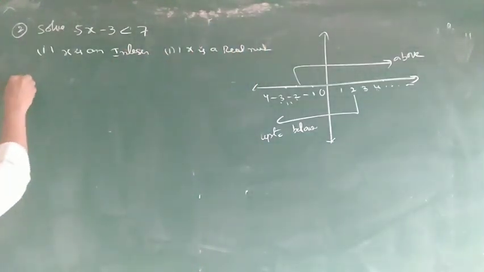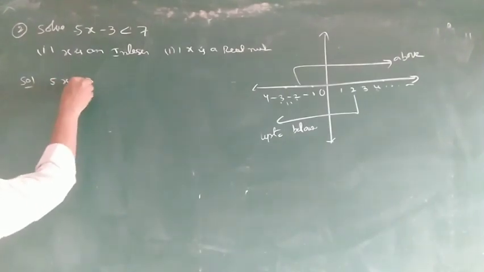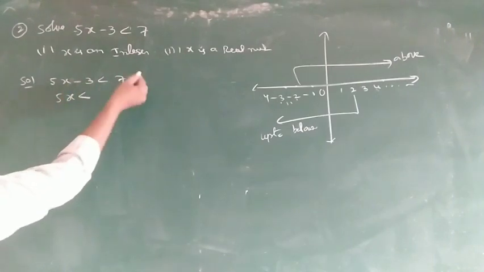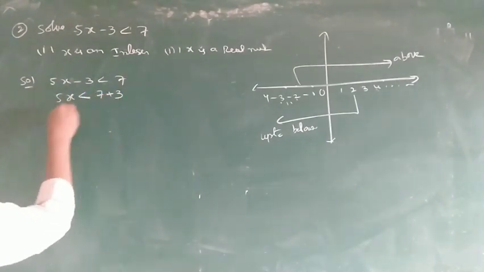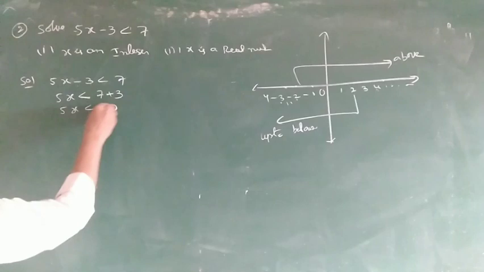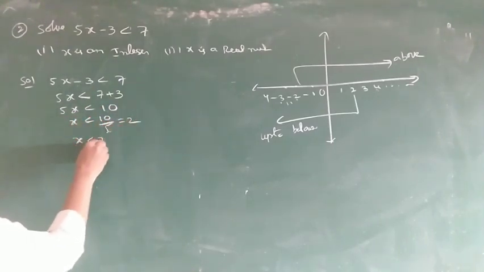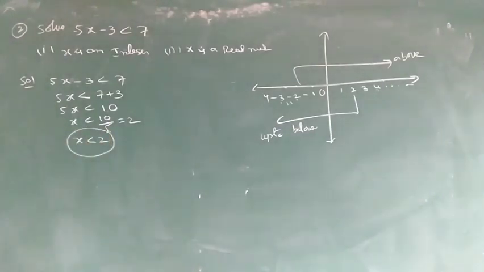So the solution: 5x minus 3 less than 7. The minus 3 goes to the right side as plus 3. 5x less than 10. x less than 10 by 5, which is 2. So x less than 2. Less than means below, below 2. Below means going from right to left. So the first one is what?